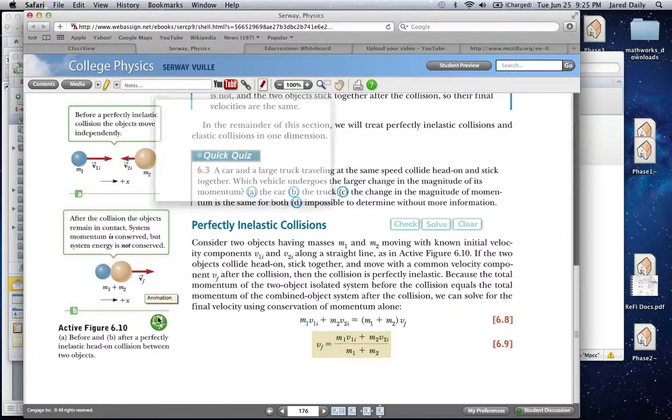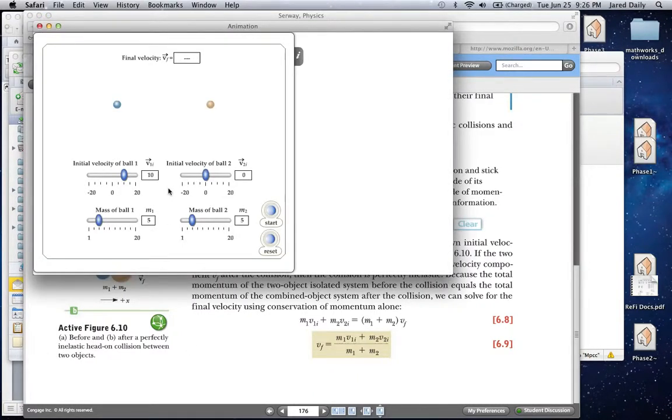In active figure 6.10 here, we can see this inelastic collision. We have two balls. We start them going at 10 meters per second, then all of a sudden it's going at 5 meters per second because it has twice as much mass, because it's stuck to the next ball, right? And we can change the velocities, give this other one some velocity, and change some mass here and see what happens.